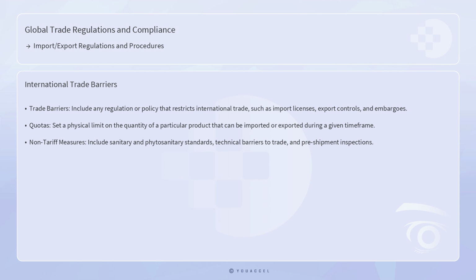Trade barriers, on the other hand, include any regulation or policy that restricts international trade, such as import licenses, export controls, and embargoes. Quotas set a physical limit on the quantity of a particular product that can be imported or exported during a given time frame. Non-tariff measures, which include sanitary and phytosanitary standards, technical barriers to trade, and pre-shipment inspections, are regulatory measures other than tariffs that countries apply to imported and exported goods to achieve various policy objectives.